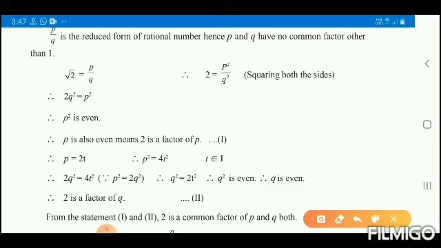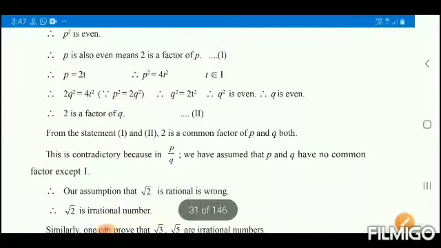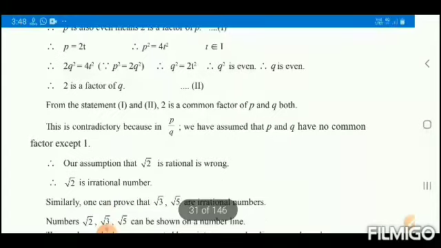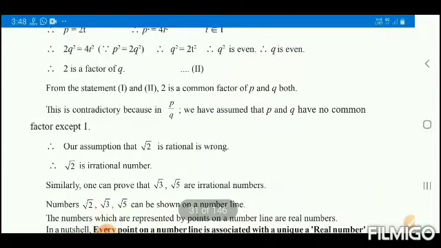So from 1 and 2, what can you say? From 1 and 2, 2 is a common factor of p and q both. This is contradictory because in p upon q, we have assumed that p and q have no common factor except 1. But we found here 2 is a factor of p and q. So it is a contradiction of our assumption.